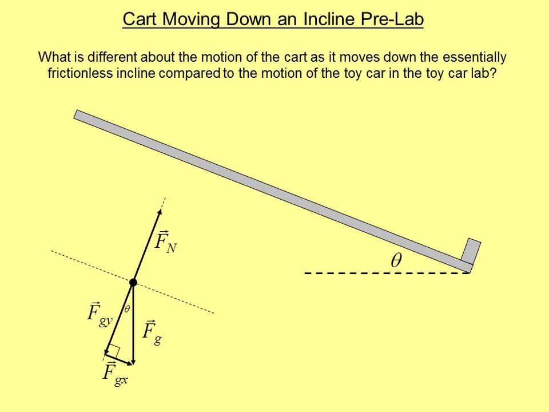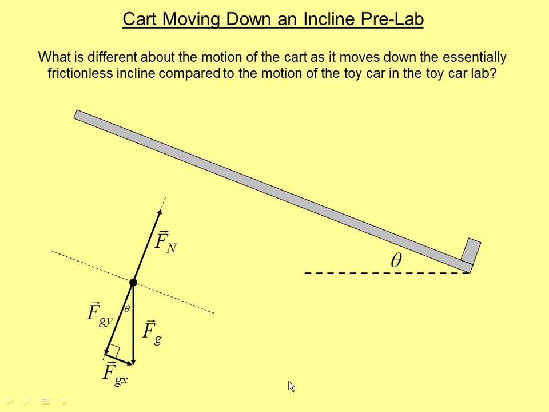Now, that's it. The cart is only interacting with the incline and with the Earth. There's no person pushing on it. There's no frictional effects, as we're assuming here the wheels are perfect. There's no tension or string or spring or anything like that attached to it. So let's look at these forces now.